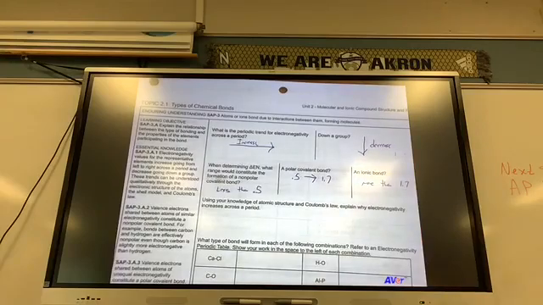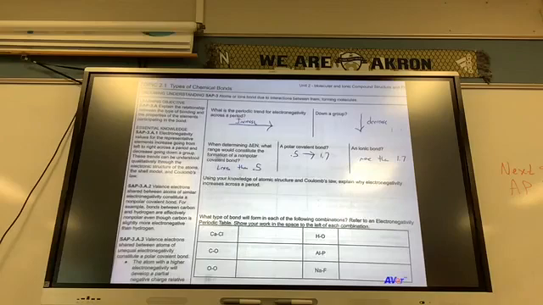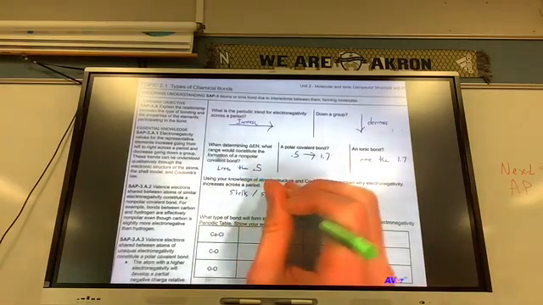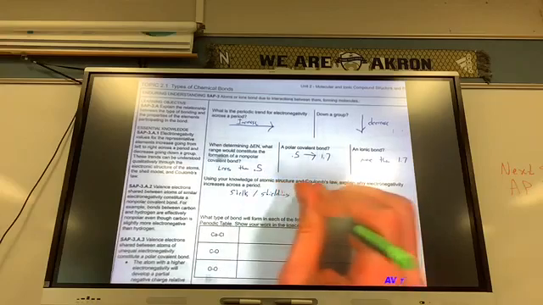So, why does electronegativity increase across the period? Well, we know, moving across the period, what's staying the same? Shells. Shells and shielding are constant across the period.